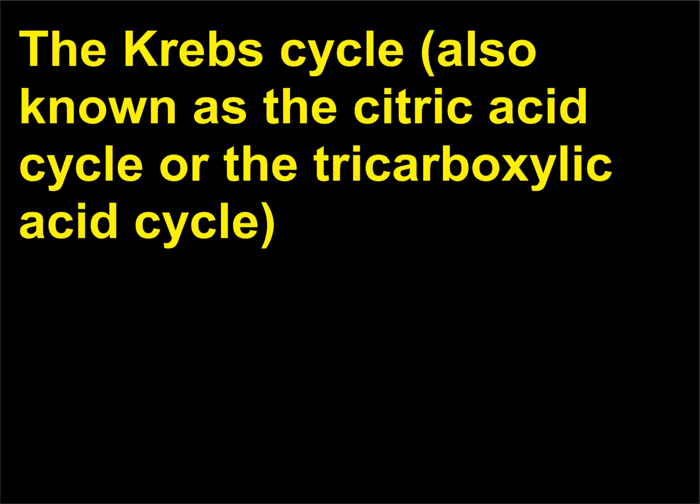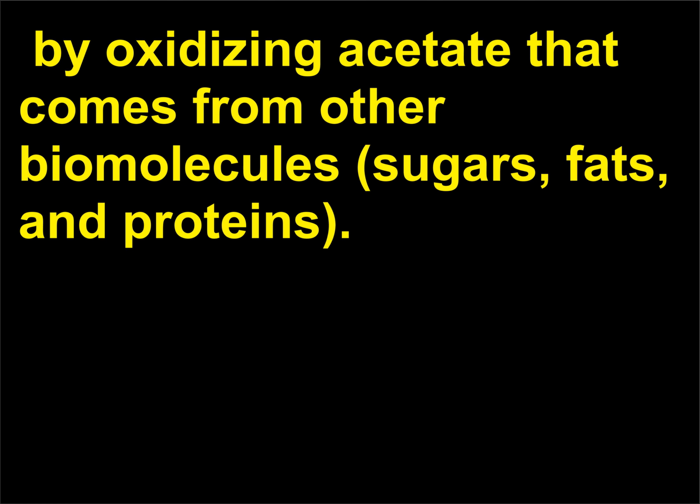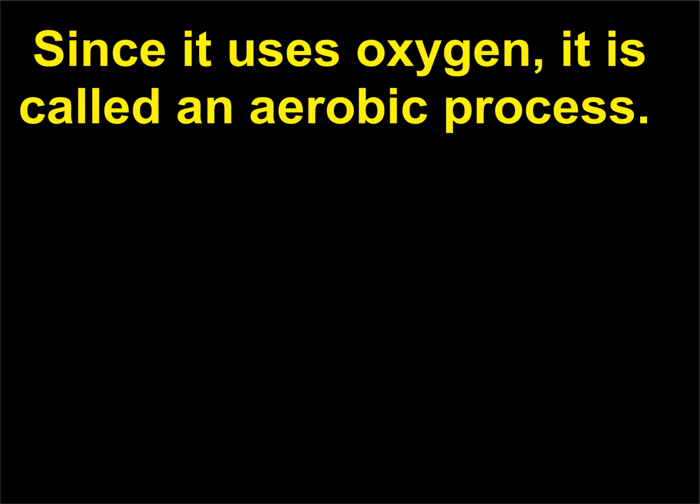The Krebs cycle, also known as the citric acid cycle or the tricarboxylic acid cycle, is a biochemical process through which organisms can generate energy, in the form of ATP, or adenosine triphosphate, by oxidizing acetate that comes from other biomolecules, sugars, fats, and proteins. Since it uses oxygen, it is called an aerobic process.